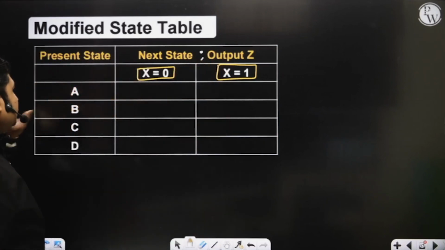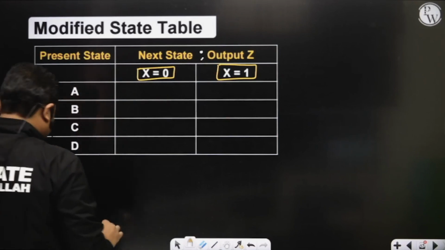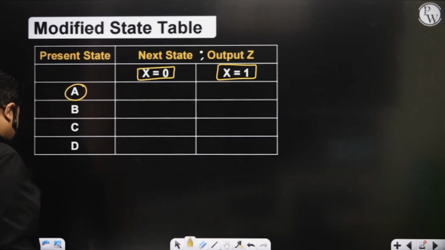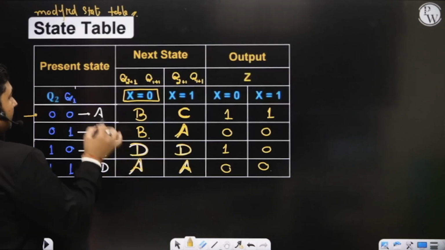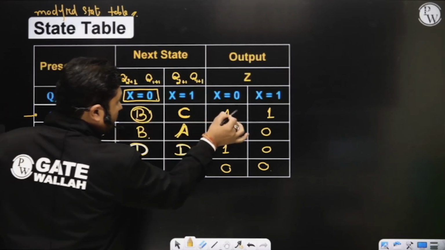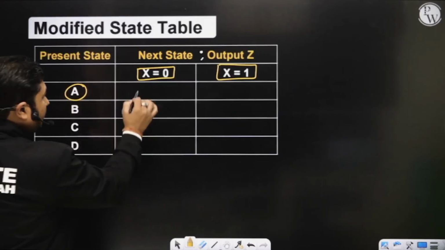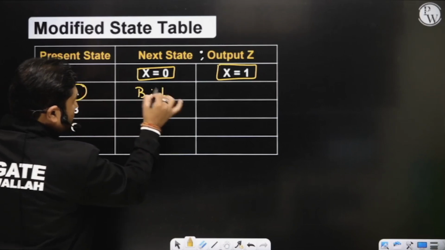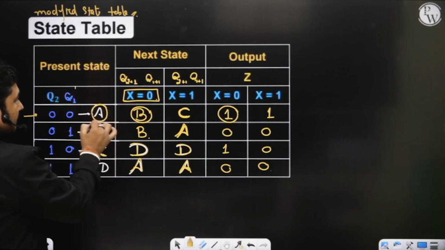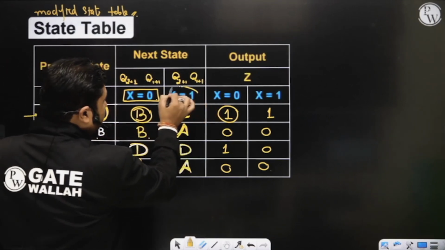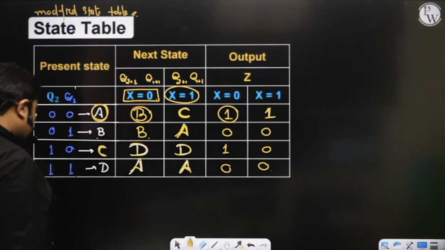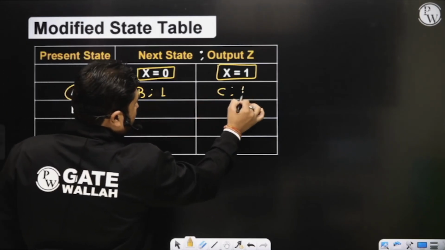Present state A with X equals 0: next state B, output 1. So I am representing B, 1. Present state A with X equals 1: next state C, output 1. So C comma 1.